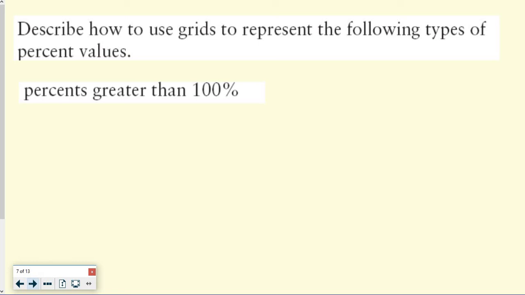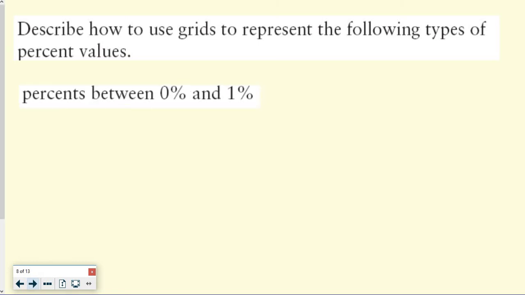Describe how to use grids to represent the following types of percent values. Percents greater than 100%, you need a second 100 grid, and it doesn't change the fraction value, it just adds on. That's how we show it. Percent between 0 and 1%, we fill in less than a full square. So that's how we use that.